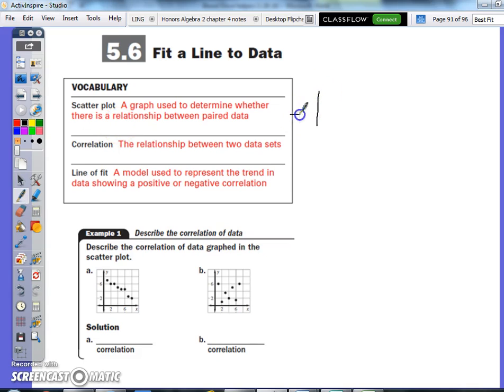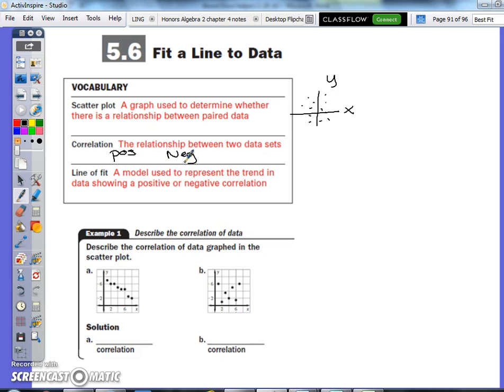Now a scatter plot is done on an X and Y axis, and it'll just have points. And sometimes those points will have a correlation. Sometimes they won't. A correlation is the relationship between two data sets, and it can have a positive correlation or it can have a negative correlation.